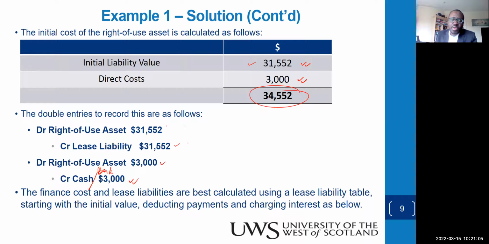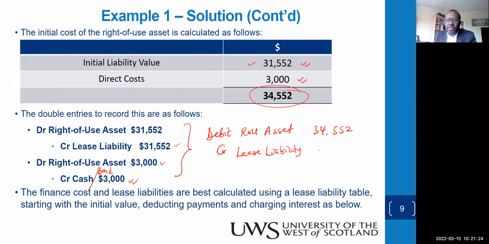Okay. Sometimes you could also represent the whole of this differently. Let us debit the right of use asset with 34,552. The total. And then we credit the lease liability of 31,552. And then you credit the cash or bank, which we paid out, 3,000, and it balances. All right, this is it.